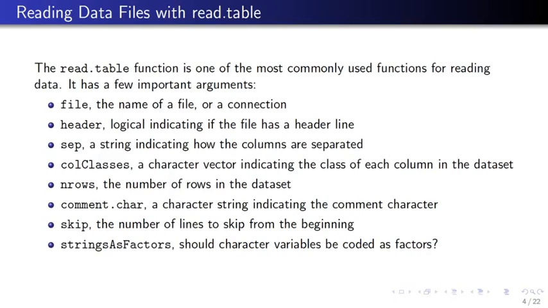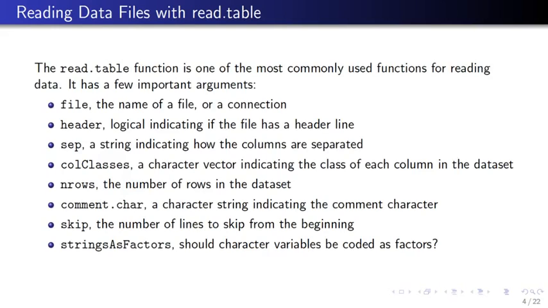comment.char is the character string that indicates the comment character. The default, for example, is the pound symbol, or the sharp symbol, and anything to the right of that symbol is ignored. It's the comment character. You can specify other characters to be comment characters, and the lines of the file that begin with that comment character will be ignored.